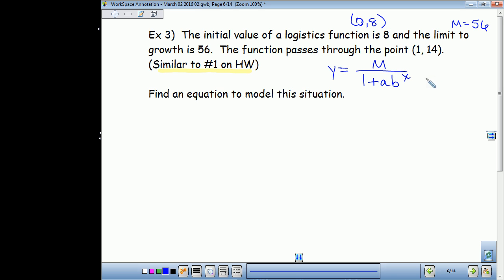We're good. So we're going to start by plugging in the initial, because that's nice, because I plug in a 0 for x, which makes b go away, doesn't it? Okay, so let's do that. And we also know M already. M is 56. So I'm going to say 56 equals 1 plus a times b to the 0. And what is the y value when x is 0? 8. So it equals 8. Well, b to the 0 goes away. So when I multiply by this, I end up dividing by the 8.